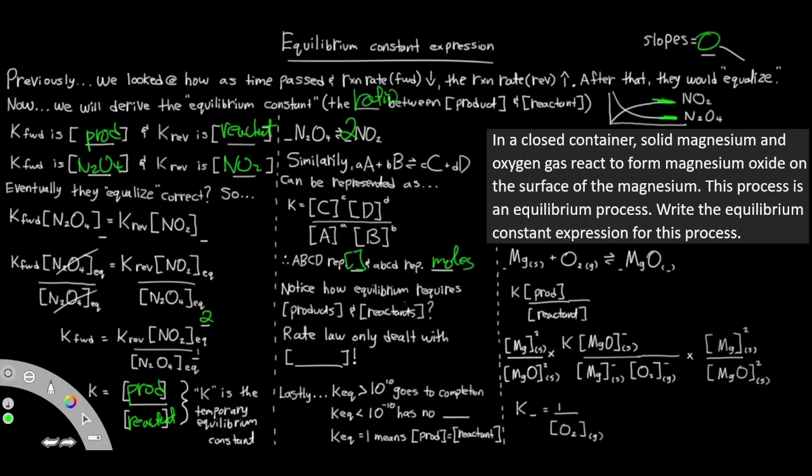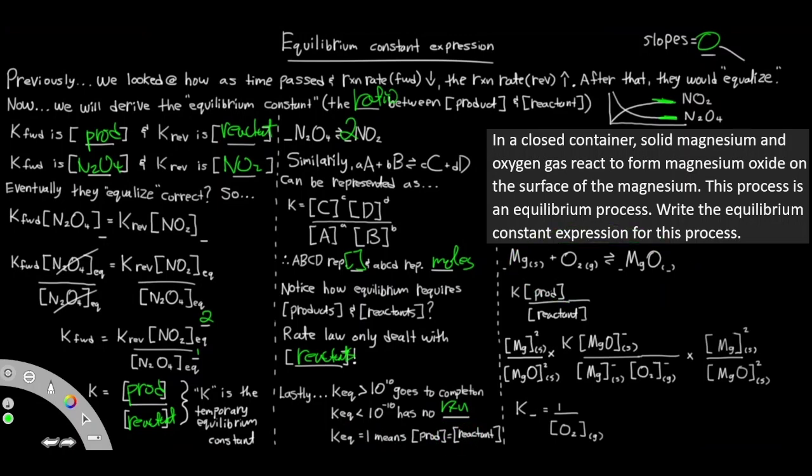Notice how the equilibrium requires both the concentration of the products and the reactants. In rate law, we only dealt with the concentrations of the reactants. See the links in the description below for rate law and rate law practice questions, where we've only dealt with reactants. Once we find our KEQ, our permanent one, if it's greater than 10 to the 10, it goes to completion. If it's less than 10 to the negative 10, there is no reaction. We only have reactants in the container. And KEQ equal to 1 means that they are the same.